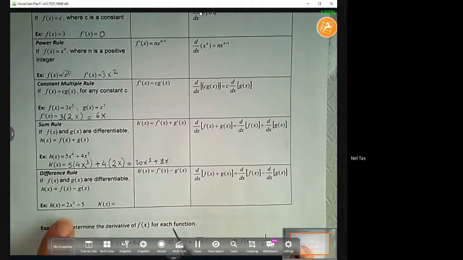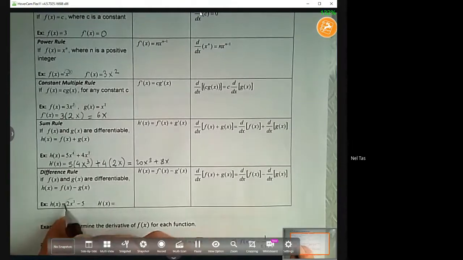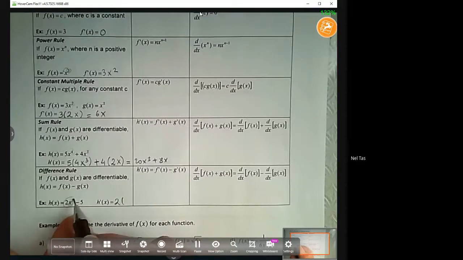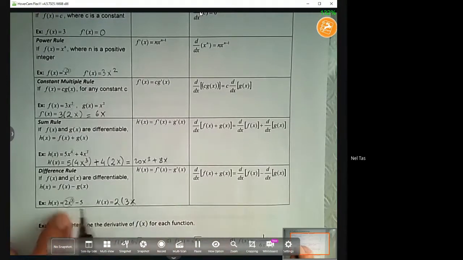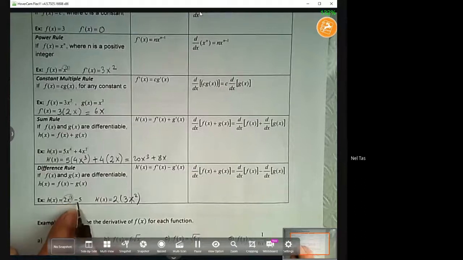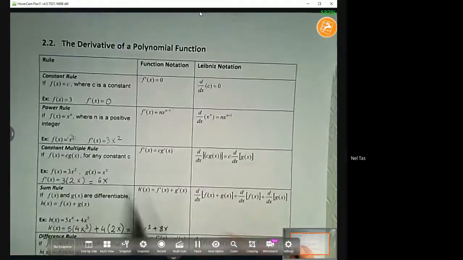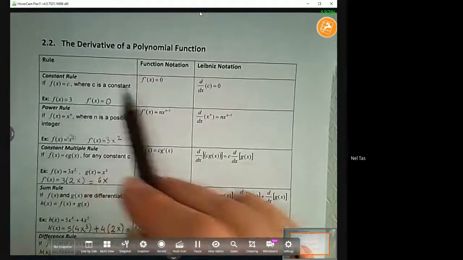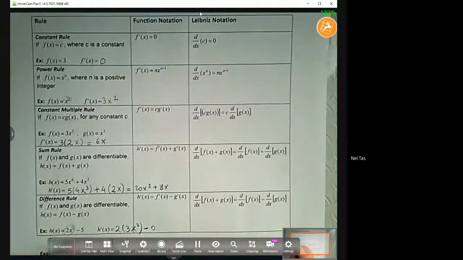Then we take the derivative of 2x cubed, keep the constant, take the exponent, drop it to the front, and then decrease the exponent by 1. So 3 minus 1 gives you 2. And derivative of 5, so that is a constant rule, 0. So you end up with 6x squared.